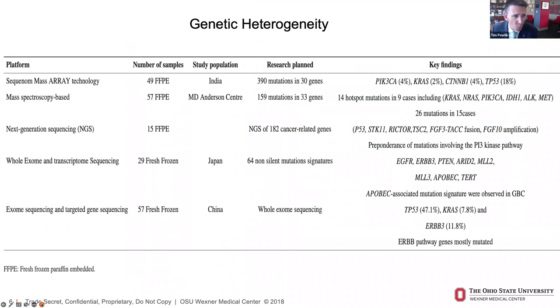There is some significant genetic heterogeneity within gallbladder cancer. You can see the different genetic mutations that are involved. KRAS, not surprisingly, is a very commonly mutated gene in GI malignancies, but also you can see in India, a PIK3 mutation, and then in China, a higher incidence of the ERBB3 mutation and that pathway being more affected. So suffice it to say that there's not one gallbladder cancer. There are probably many different types of gallbladder cancer with different genetic profiles and features that in part are largely dictated by geographic location and also ethnicity and ancestry.